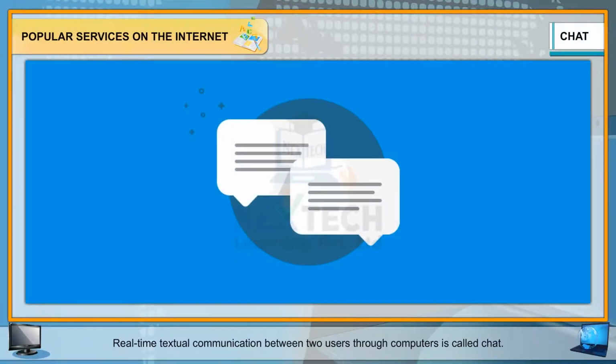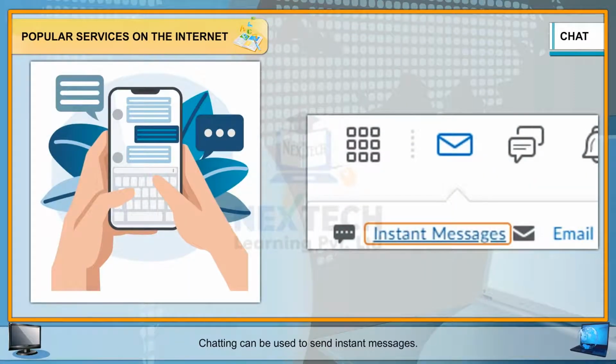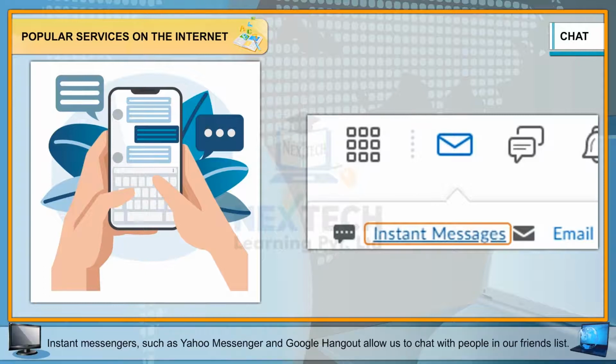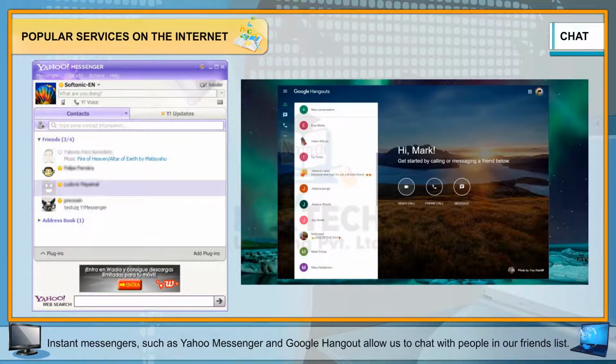Chat. Real-time textual communication between two users through computers is called chat. Chatting has become a popular way for people to communicate with others. Chatting can be used to send instant messages. Instant messengers such as Yahoo Messenger and Google Hangout allow us to chat with people in our friend list.